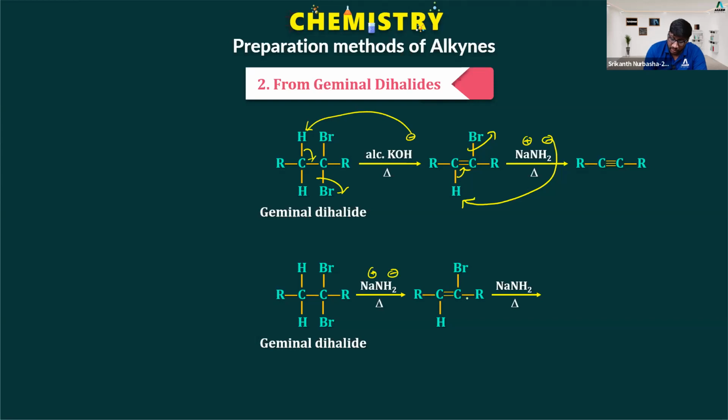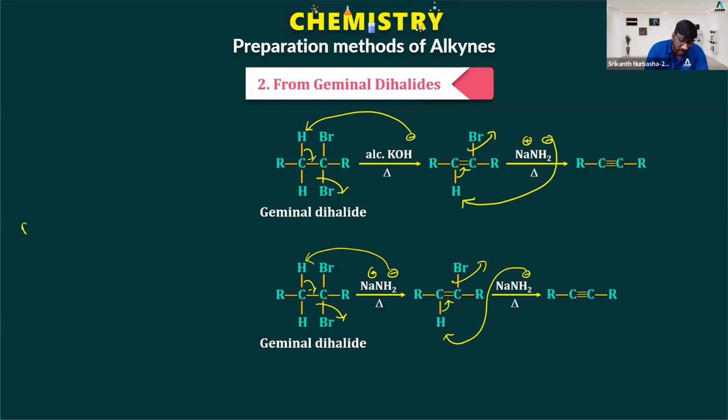You can treat with 2 molecules of NaNH2 as well. It picks up the proton, CH electron density comes into C, Br leaves. NH2 minus picks up this proton, CH electron density comes into C, bromide leaves. RC triple bond CR. You can treat with alcoholic OH followed by NaNH2, or you can treat with 2 moles of NaNH2. You will be getting the respective alkynes.